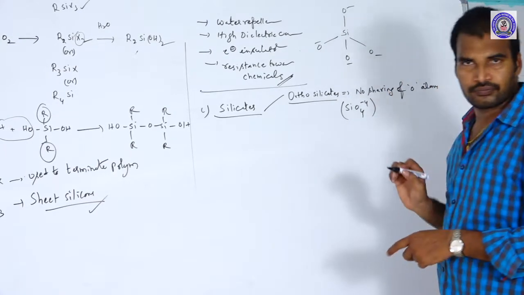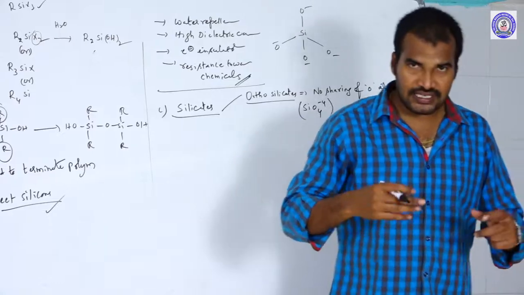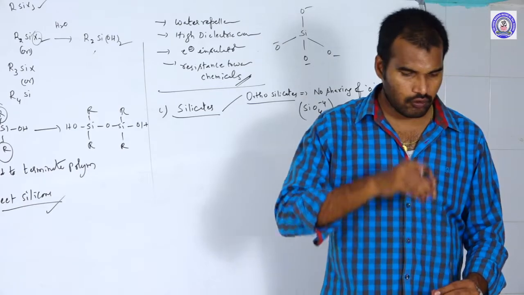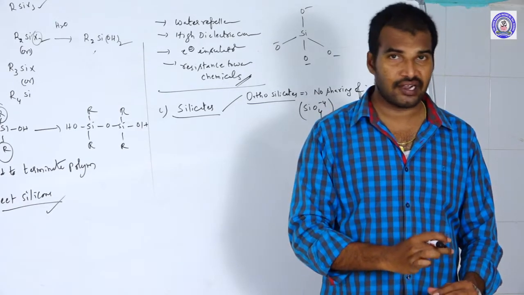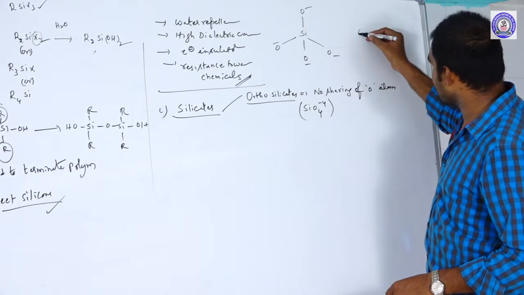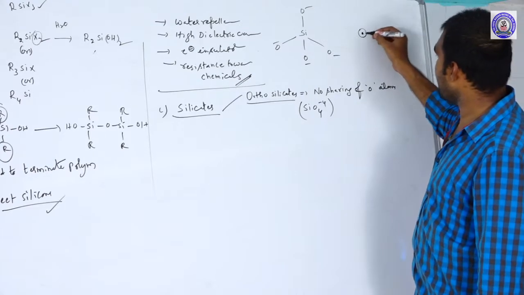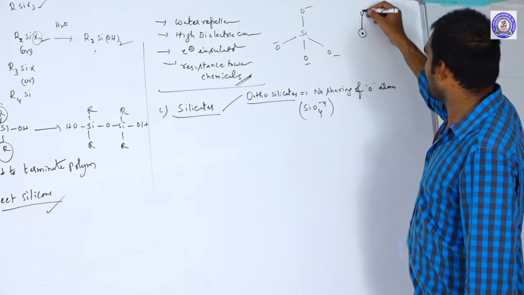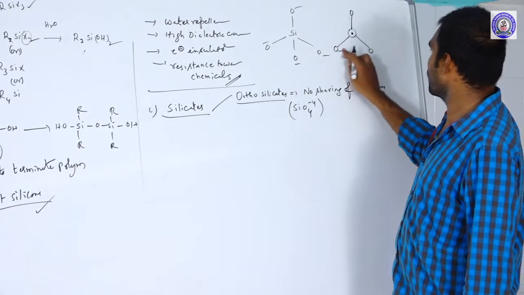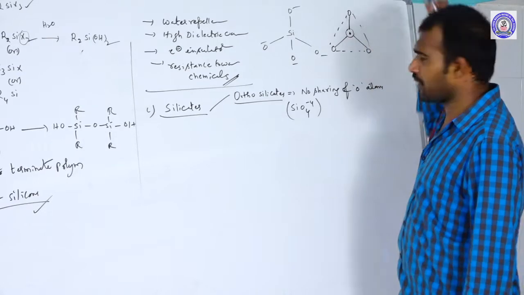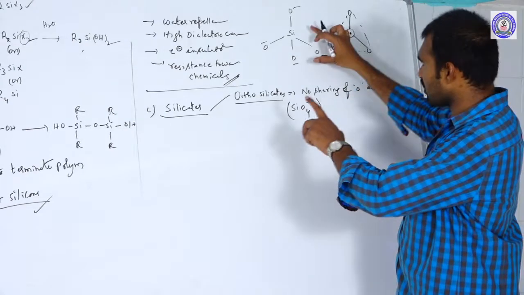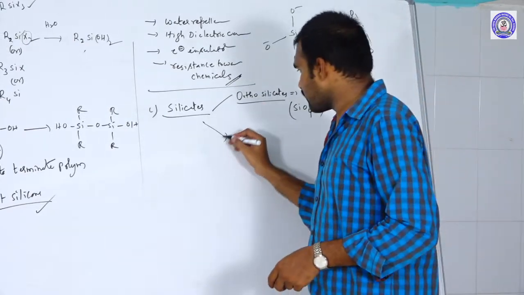If you see the silicate unit, this is silicon and oxygen. If you see it from the top, we can see only the front oxygen. Silicon we cannot observe, so I am representing the silicon with a dot, and this oxygen like this. And the remaining? It appears like a trigonal planar shape. So each silicate unit we represent as trigonal planar. This is the orthosilicate. Next one, pyrosilicate.